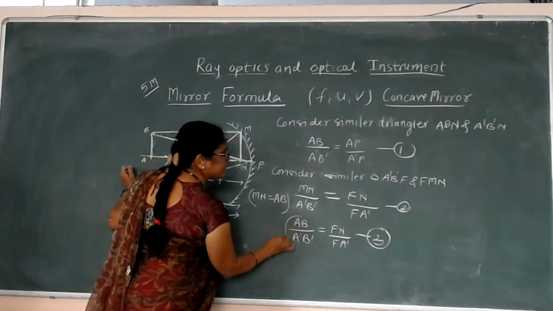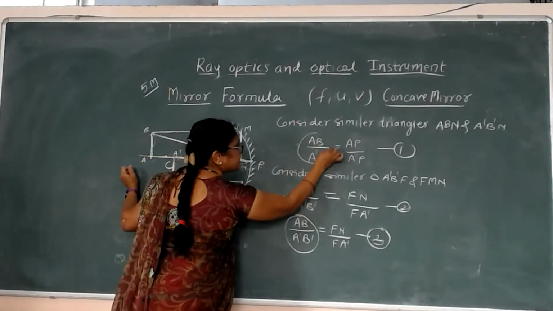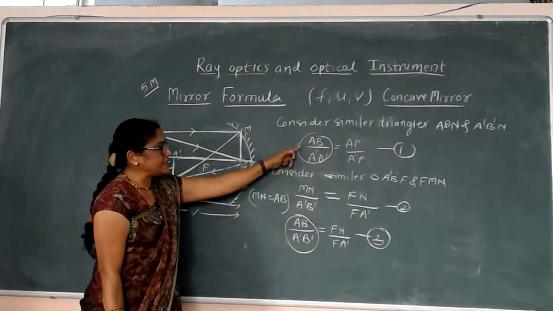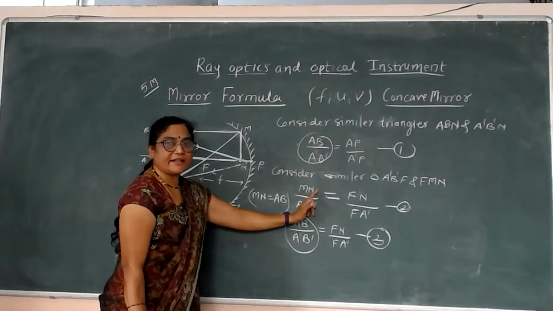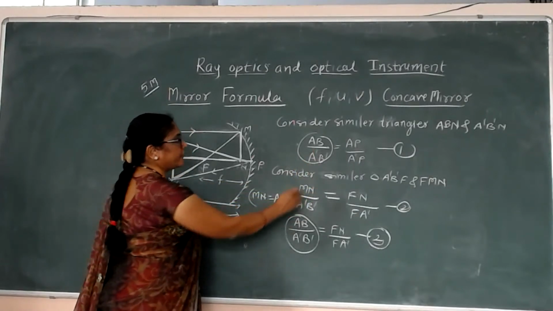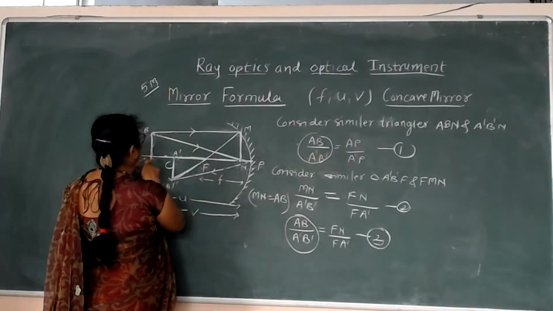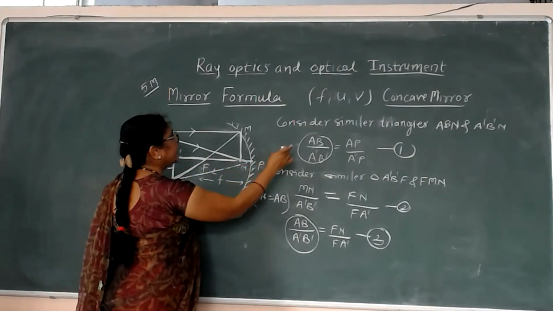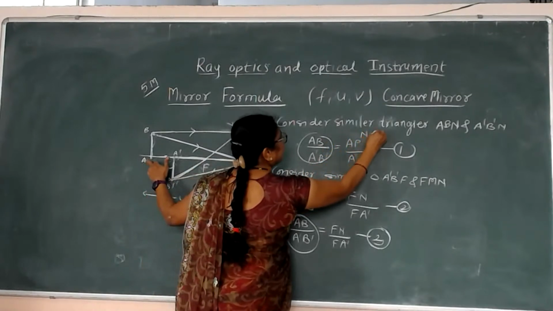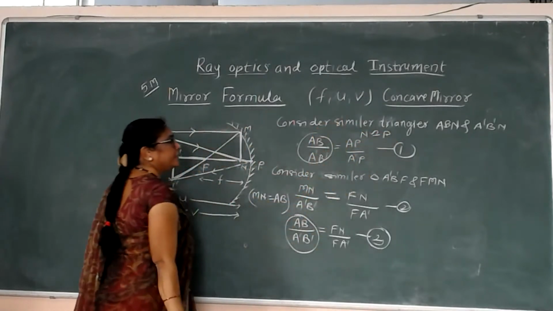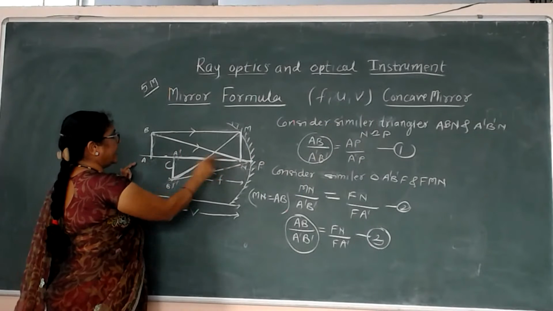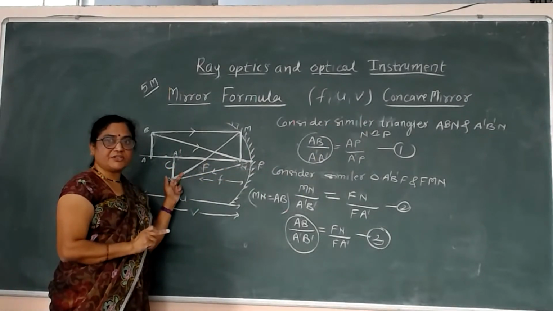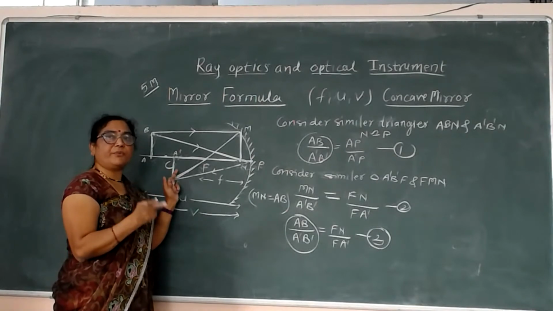Here one side is the same. Therefore, the other side is also the same. When one side is the same, then the other side is also the same. So in that equation, AN is nearly equal to AP, where N is very close to P. Therefore, we consider AN otherwise AP, because according to the Cartesian sign convention, all the distances are measured from the pole.